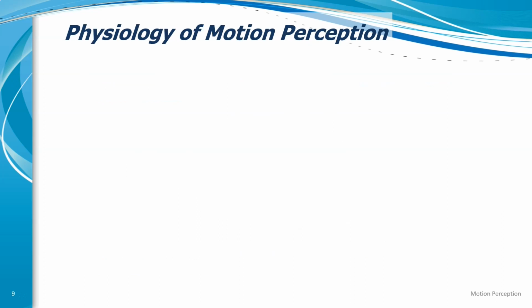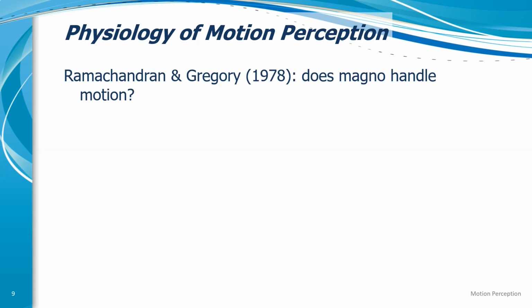I want to take a look a little bit at the brain regions that handle motion perception. Now, I did already talk a bit about a subset of the brain that handles motion. Do you remember the magnocellular layers of the LGN? Does that system really handle motion? And that was answered in this study by V.S. Ramachandran and Richard Gregory. But they didn't approach it with scalpels and microelectrodes. It's a pretty clever solution to trying to answer this question.